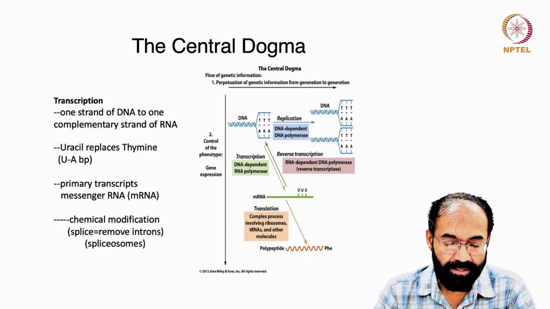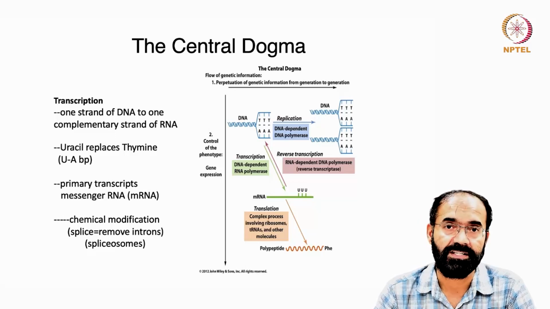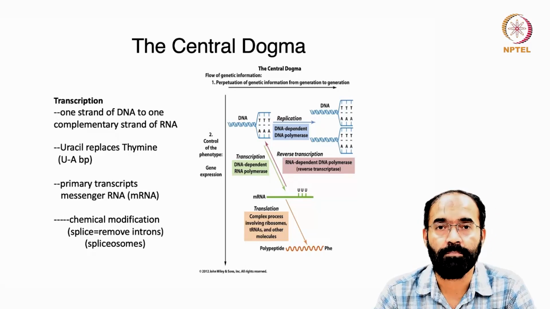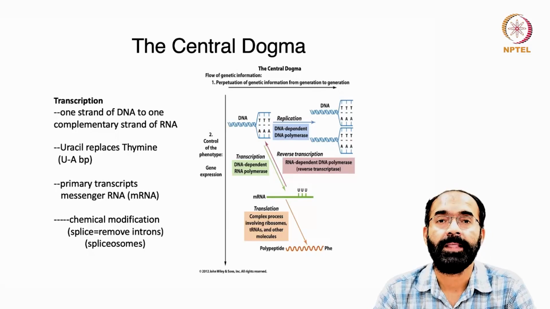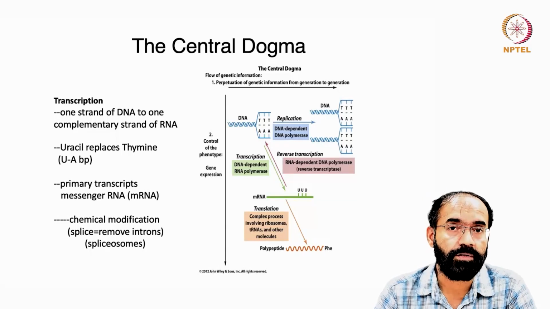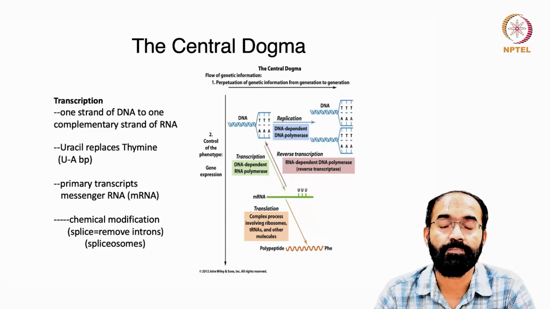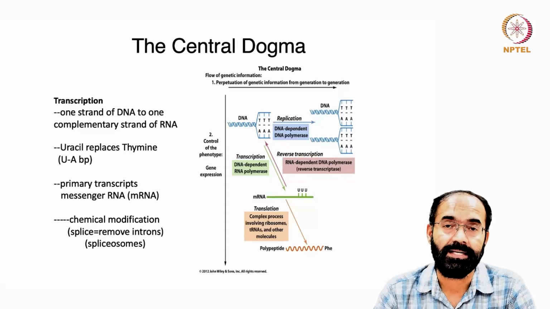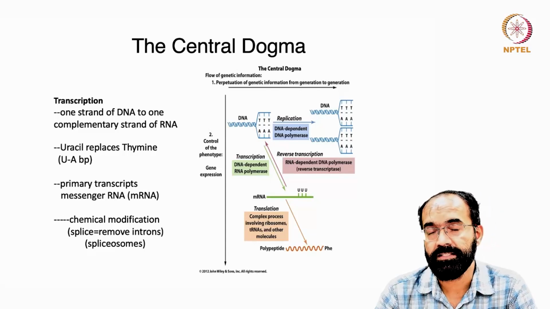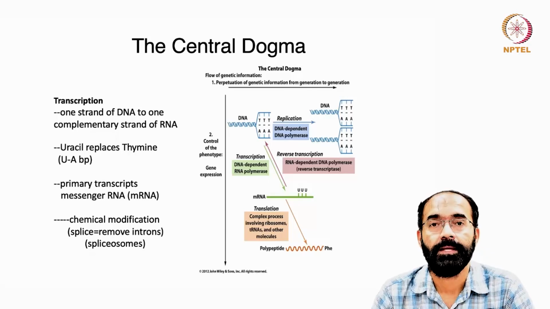And this gives rise to the primary transcript, and we call it messenger RNA. And this RNA has to undergo some chemical modification depending upon the organism. Some processes are called 5' capping and 3' polyadenylation, and then sometimes if a eukaryote has interspersing regions such as introns, they have to be removed, a process called splicing, mRNA splicing, and this is helped by structures called spliceosomes, without which you will not be able to make a mature mRNA.